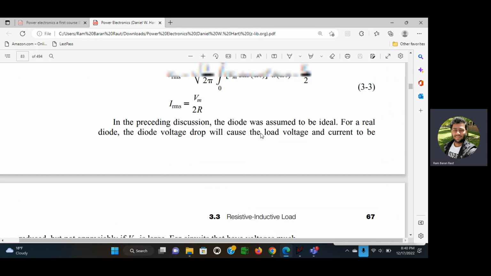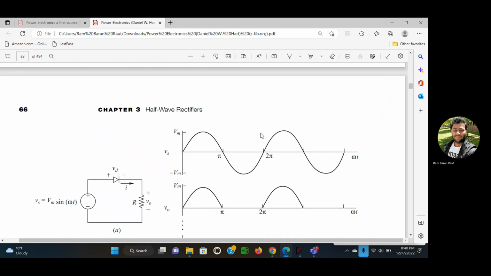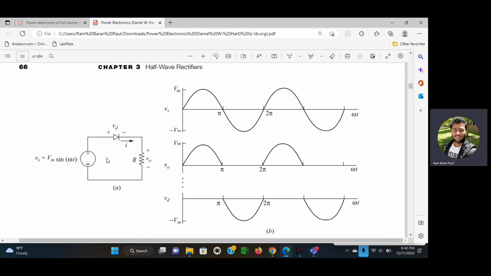So let me show you the circuit over here. This is the circuit. The question is talking about this circuit. So we have a sinusoidal voltage source, whose RMS value is 120 volt RMS at 60 Hz source frequency. And this is the diode. We are assuming the diode is ideal. And the load is a pure resistive load.